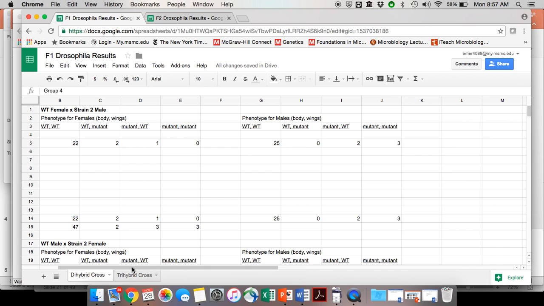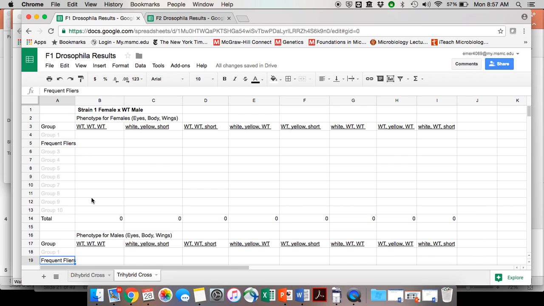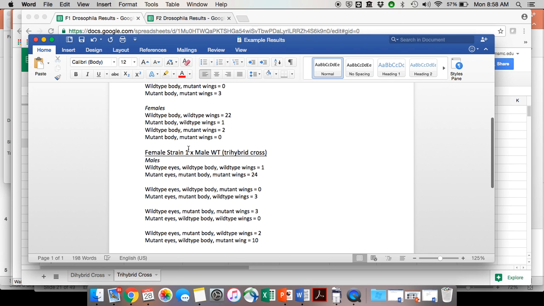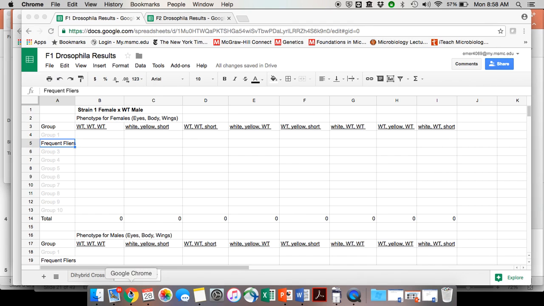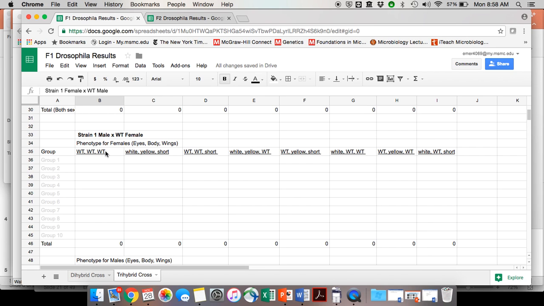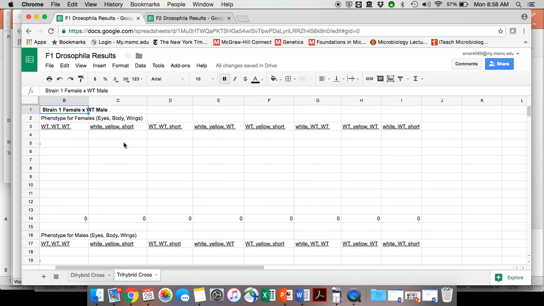Let's look at how we would put in the data for the trihybrid cross. So we'll click on that. So remember, we're the frequent flyers here. This is our group. And we have data here for female strain 1 crossed with male wild type. And again, if you have the reciprocal cross, it's going to be down here: strain 1 male with wild type female.